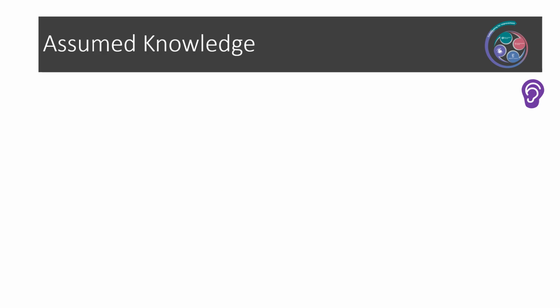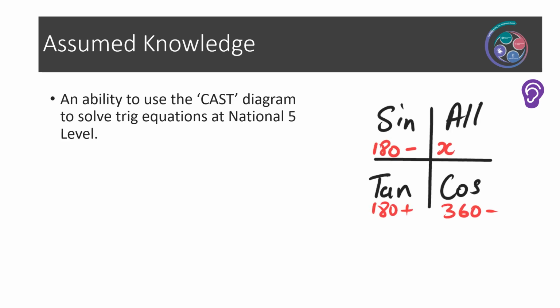Now, before we can actually do these questions, there's a wee bit of assumed knowledge that you've learned earlier on, either at National 5 level or at Higher level. What we need to be pretty good at is knowing and using the CAST diagram to solve trig equations. This is a skill from National 5, where we have the All, Sin, Tan, Cos quadrants, and the related acute angle x and how that develops into each of the other quadrants as 180 minus, 180 plus and 360 minus.